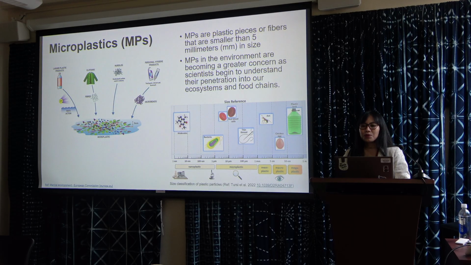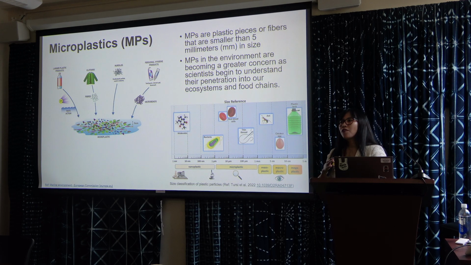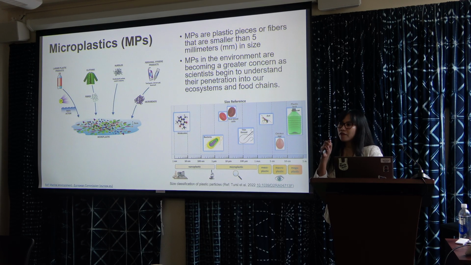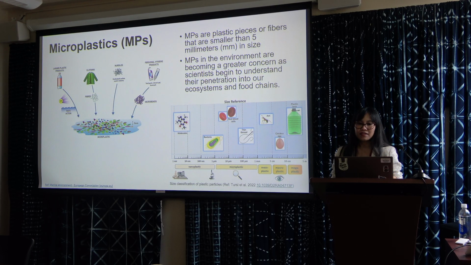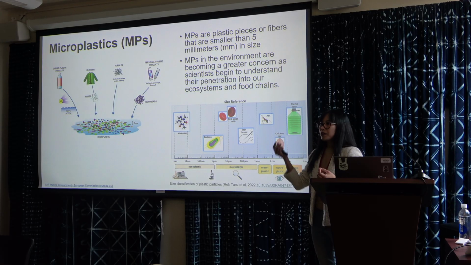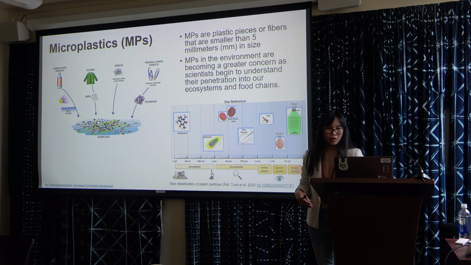So today I would like to focus on microplastic, right? We know plastic, but over a long period of time this plastic gave us microplastic, teeny tiny particles that we can't even see with our naked eye. We use a microscope to see these microplastics. Microplastics are plastic pieces or fibers that are smaller than 5 millimeters in size. Microplastic in the environment is becoming a greater concern as scientists and researchers begin to understand its penetration into our ecosystem and the food chain. Scientists have already detected microplastic in human organs. Microplastic has been found in the human brain, blood, and other organs as well.